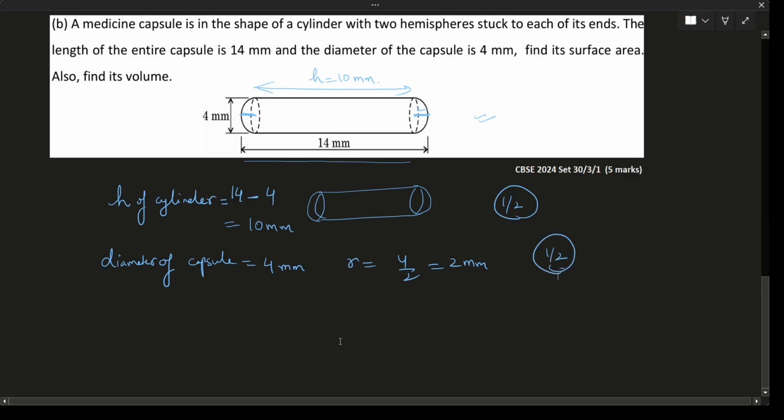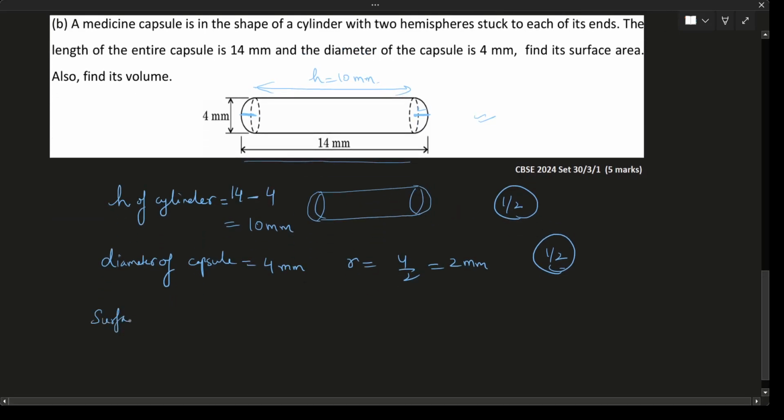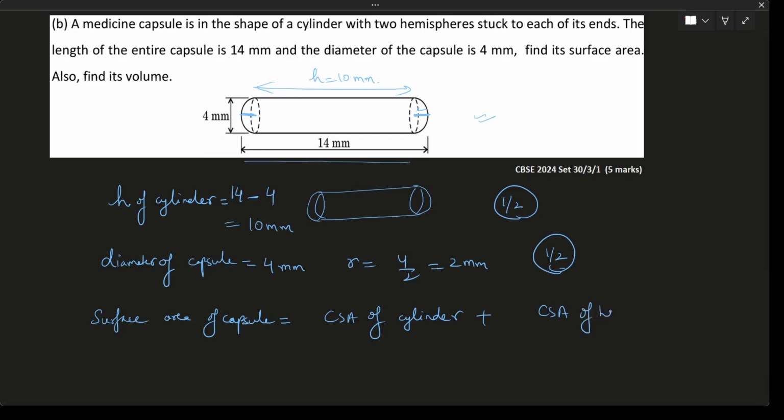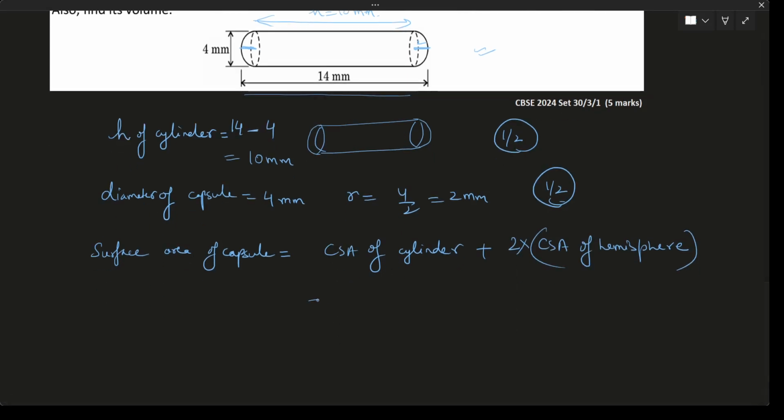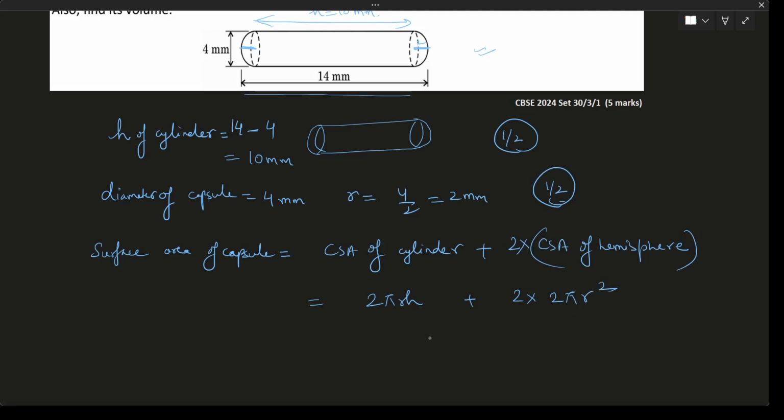Now let's move to the other part which says that surface area we have to find. So surface area of capsule, what is that? Surface area of capsule is equals to CSA of cylinder plus CSA of hemispheres. There are two hemispheres and both are same, so I can say 2 into that. Correct. What is the formula for CSA of cylinder? 2 pi RH. And what is the formula for CSA of hemisphere? That's 2 pi r square. Radius is same, so I'm using the same symbol for this.